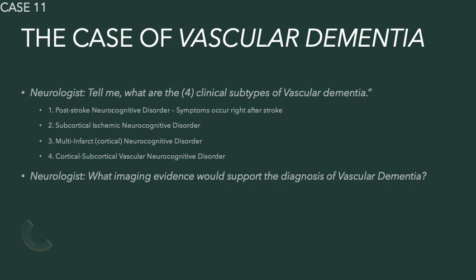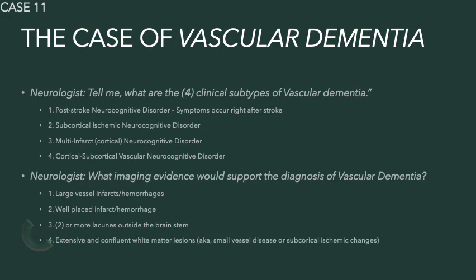What imaging evidence would support the diagnosis of vascular dementia? Number 1, large vessel infarcts or hemorrhages. Number 2, well-placed infarct or hemorrhage. Number 3, 2 or more lacunes outside the brainstem. And number 4, extensive and confluent white matter lesions, also known as small vessel disease or subcortical ischemic changes.